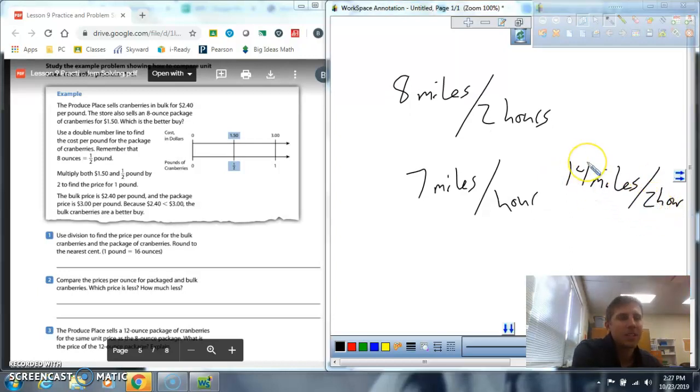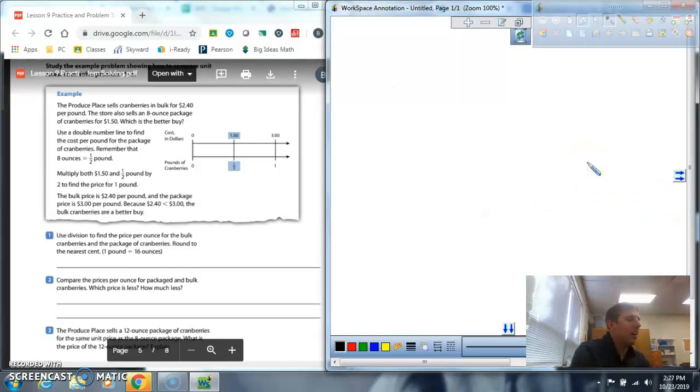Okay, that's not the same exactly. So we can't do that. We have to find that relationship. We have to find that unit rate first. Okay, so we'll go through this first problem, the first 2 or 3 problems in your homework, and hopefully that'll help you a little bit.